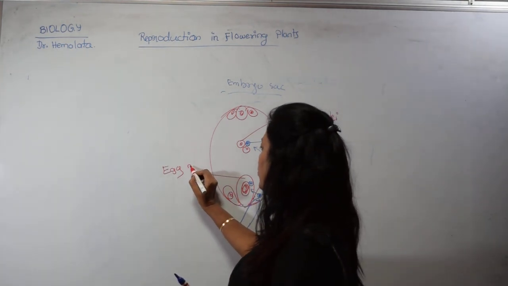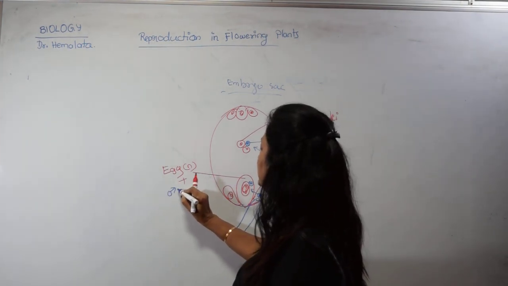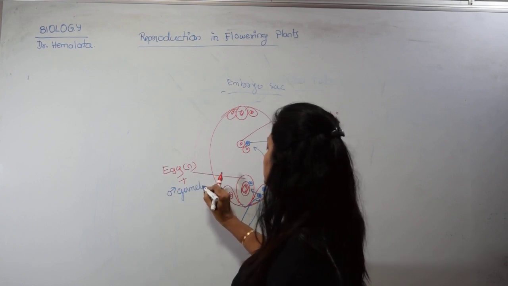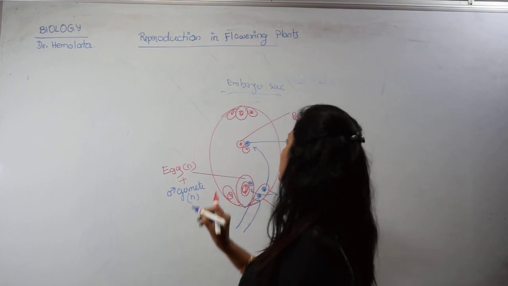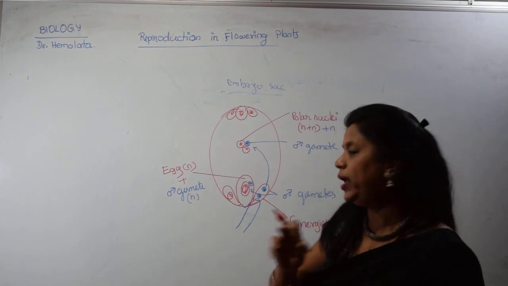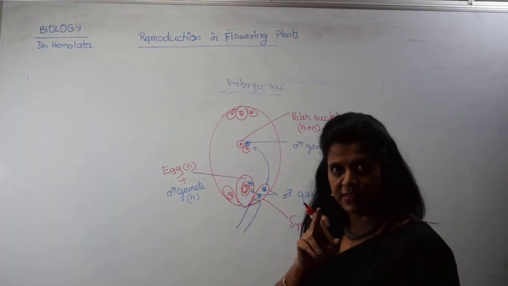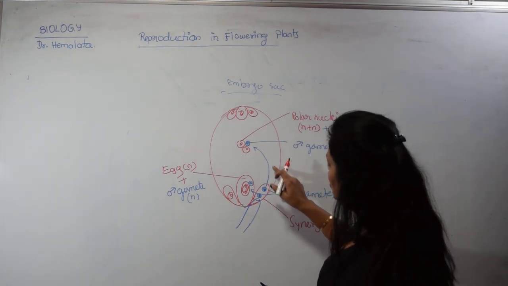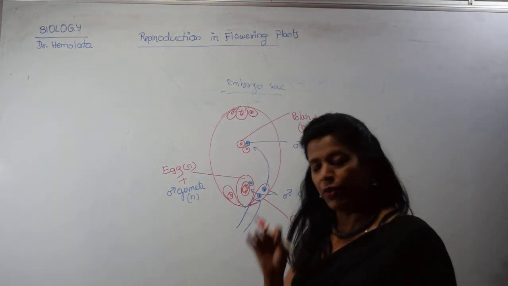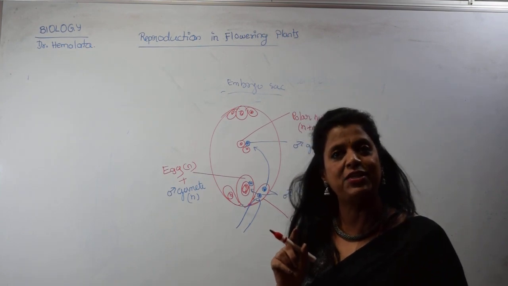So the egg has one haploid nucleus. This will fertilize with one of the male gametic nuclei, another male gamete, which is also n in number. So we can understand very clearly two things here. One is, one of the male gametes is fertilizing with the egg, the first fertilization. Another male gamete moves all the way to the center and fertilizes with the polar nuclei. So, a very important word, that is called double fertilization.